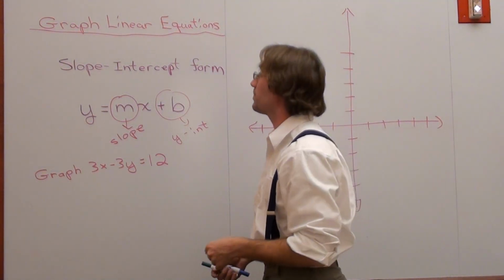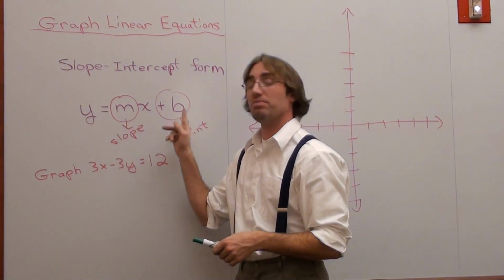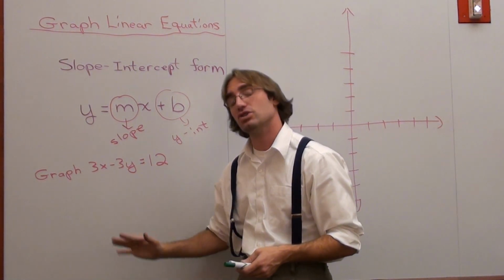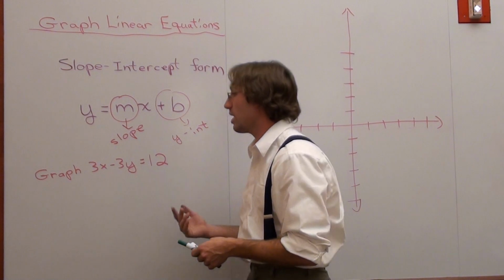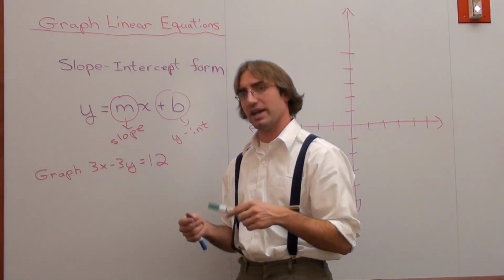Hello, back again. I want you to do the same thing, slope-intercept form. M is the slope, B is the y-intercept. But you got to solve for y, and on this problem, y is not solved for. Y is not by itself. So, what do we have to do to solve for y? What do we have to do to get y by itself?